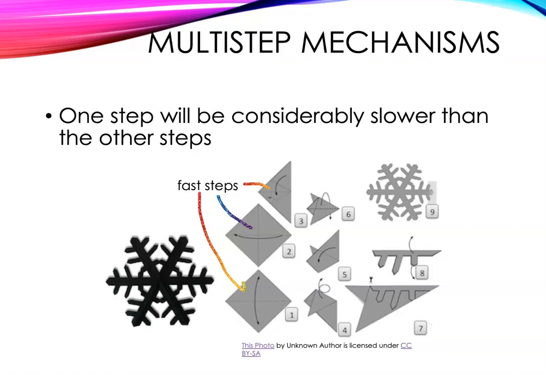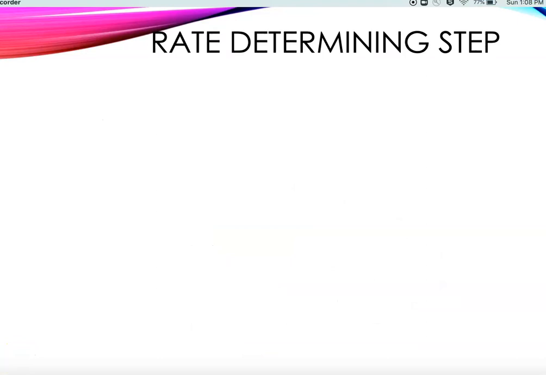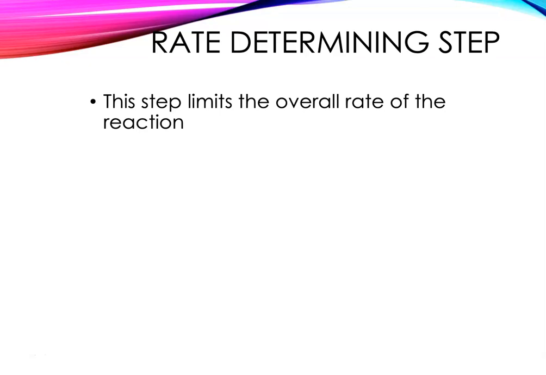But to make the snowflake design, cutting out with your scissors, now that's a really, really slow process in comparison to folding, right? And so the cutting of all the shapes is really what determines how much time it takes to get from a flat piece of paper to hopefully a very lovely snowflake design. So we call this slow step in the process the rate determining step or the rate limiting step, because it determines or limits the overall rate of the reaction. We can't be faster than our slowest step.